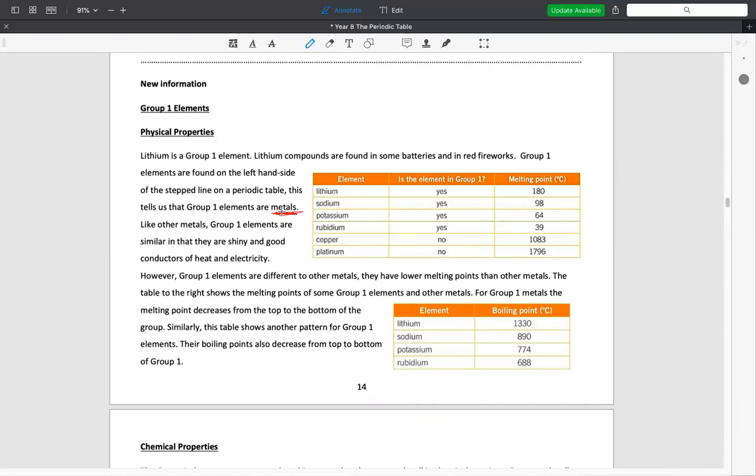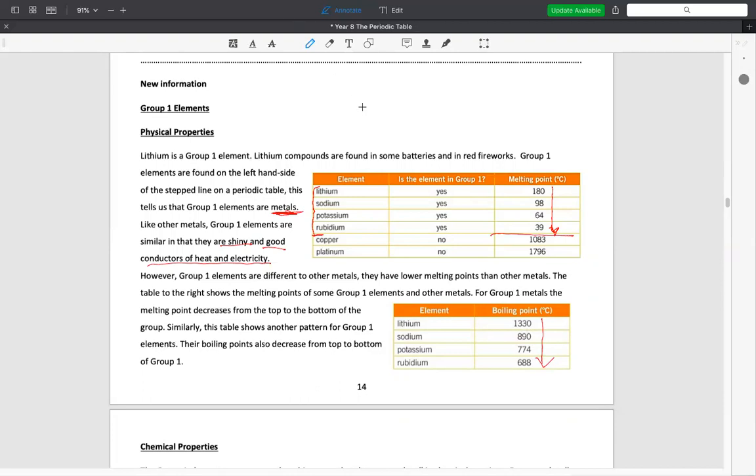So they do have the metal properties, so they're shiny, they're good conductors of heat and electricity. But they are slightly different to other metals because they have lower melting points. If you have a look at the melting points of lithium, sodium, potassium, and rubidium, which are in group 1, they're quite low compared to other metals like copper and platinum, which have quite high melting points. And the melting point decreases as you go down group 1. Don't get confused with the bottom 2 because they are not in group 1. The boiling point also decreases as we go down group 1.